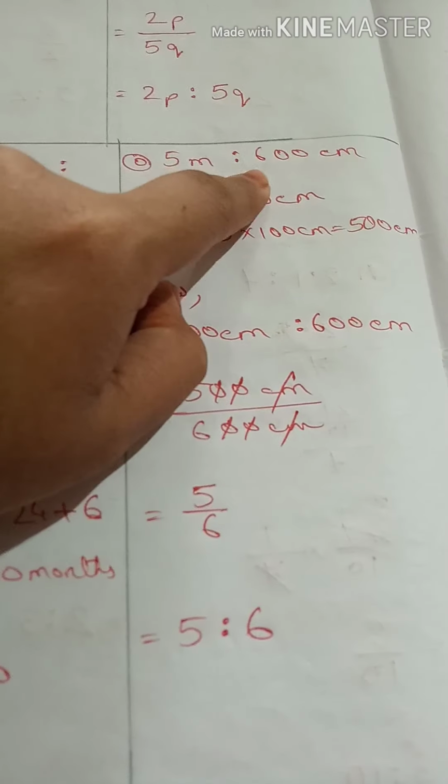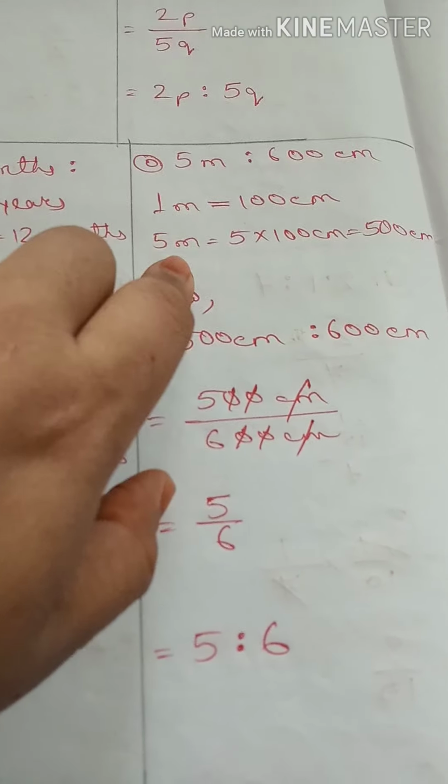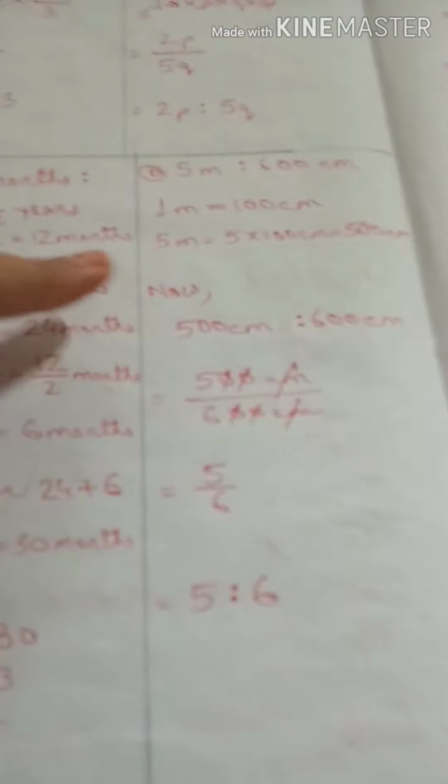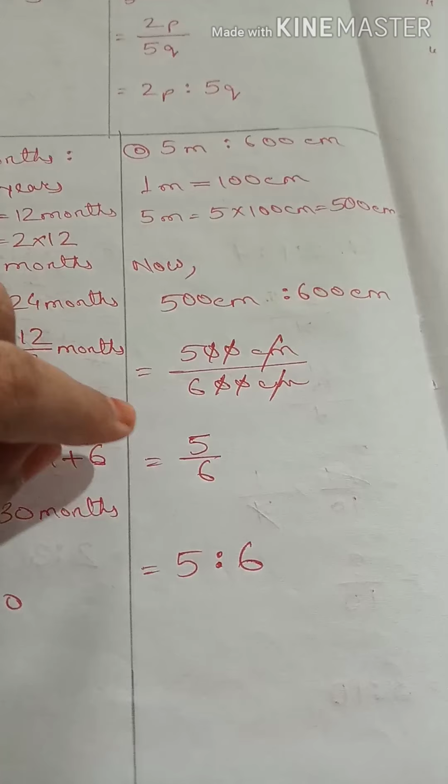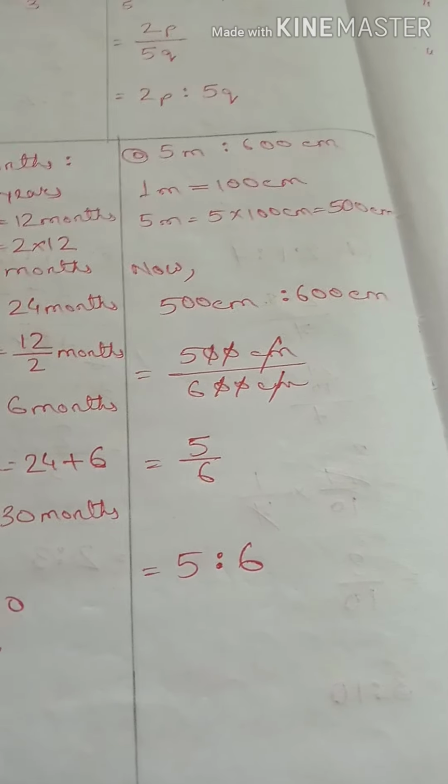Same thing, 5 meter is to 600 centimeter. We have converted the 5 meter into centimeter, it becomes 500 centimeter. Then 500 centimeter to 600 centimeter. After cancellation, our answer is 5 is to 6.